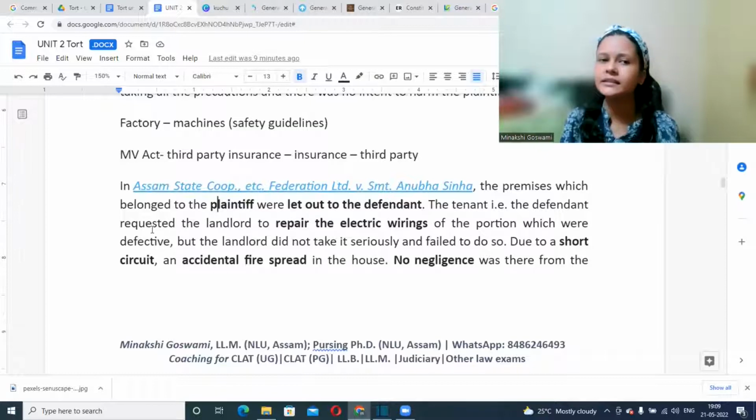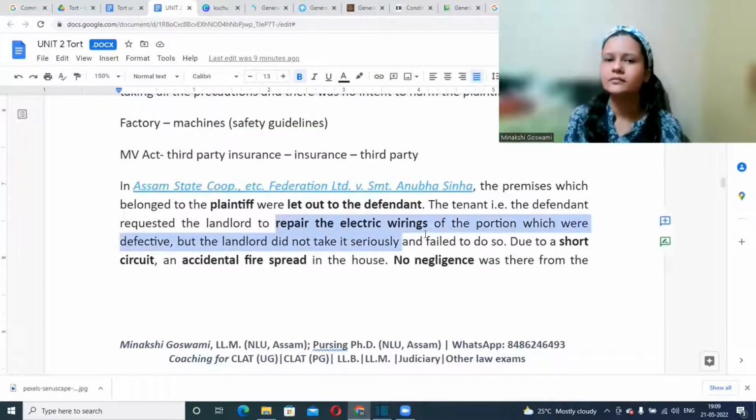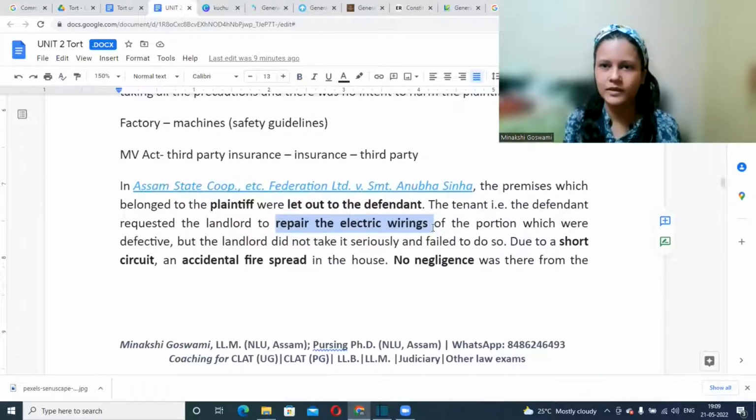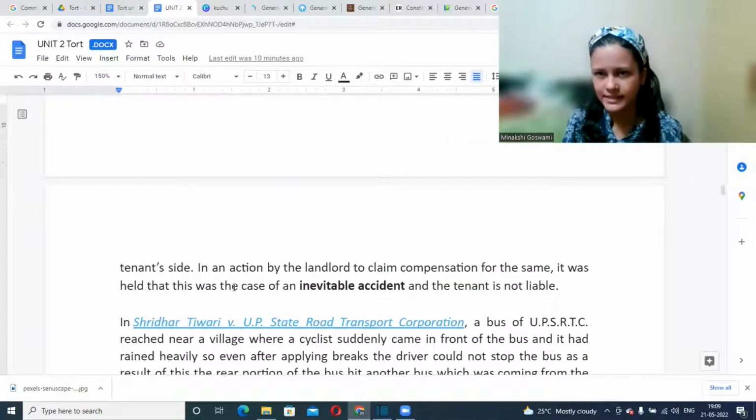So what the tenant did is, the tenant was requesting the landlord to repair some electric wirings because there were some defects that the tenant had witnessed, and he was requesting the landlord, please get this fixed. But the landlord was not taking that seriously and was not doing it. Now, one day there was a short circuit and there was an accidental fire spread. It did not cause any major loss. It did not damage the house, but there was this accidental fire because of the short circuit. No negligence was there from the tenant's side.